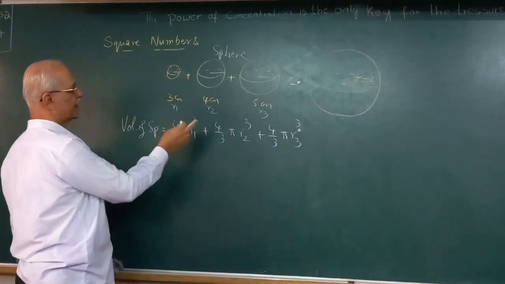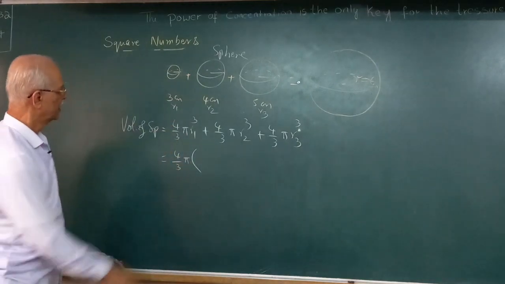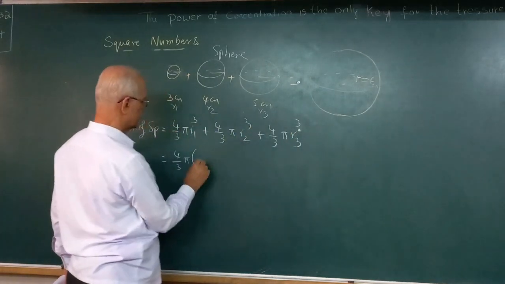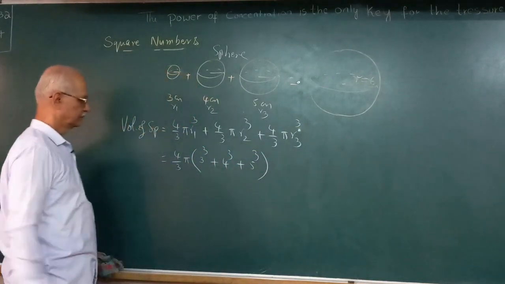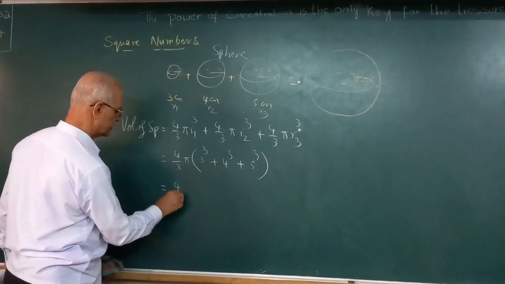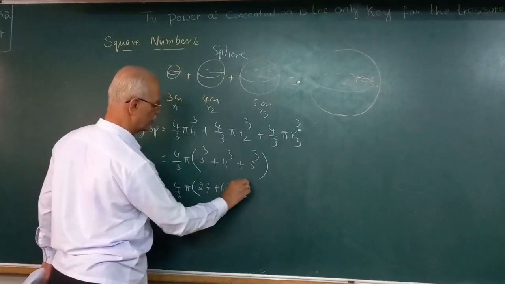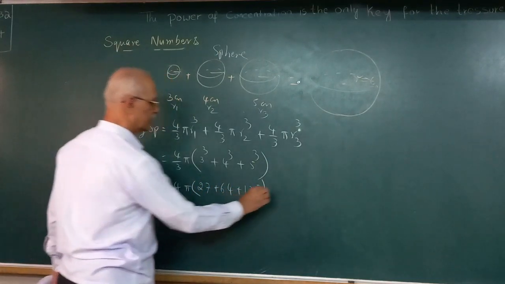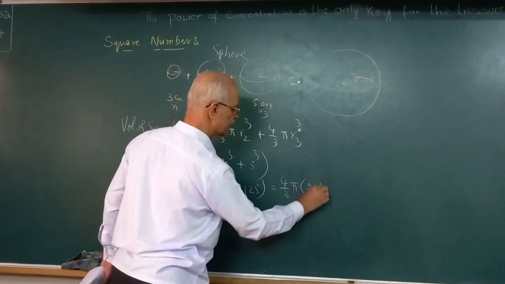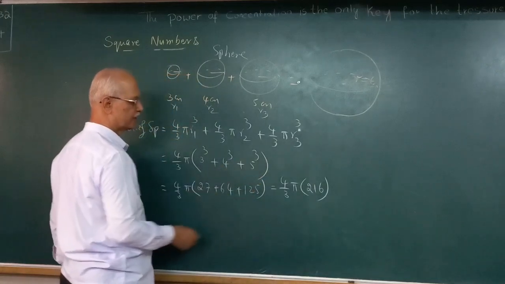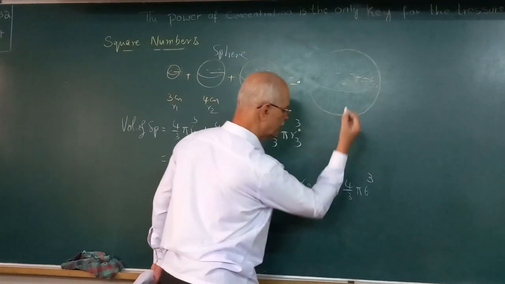Different radii. Here the common factor is 4 by 3 pi. You take that out. R1 cube, R2 cube, R3 cube is nothing but 3 cube, 4 cube and 5 cube. This will be equal to 4 by 3 pi into, what is this? 27, 64 and 125. So this can be written as 4 by 3 pi into 216. If you add, you will get 216. This is 4 by 3 pi 6 cube.